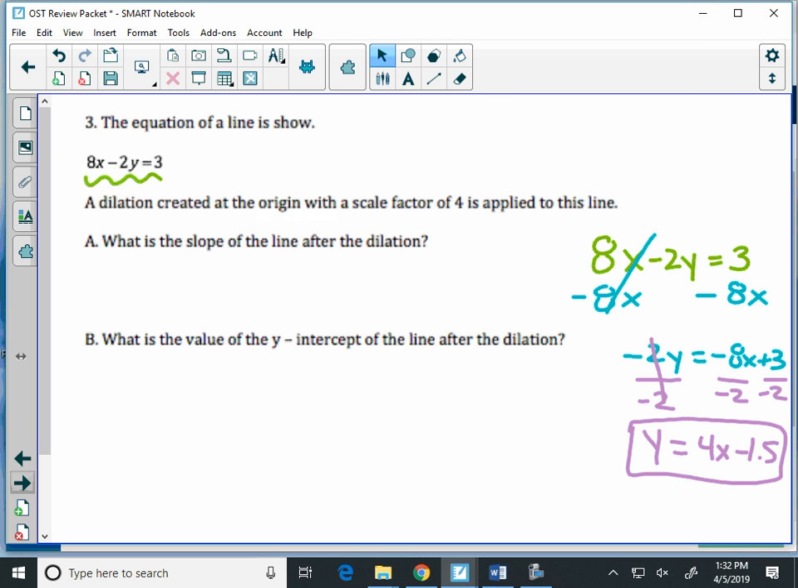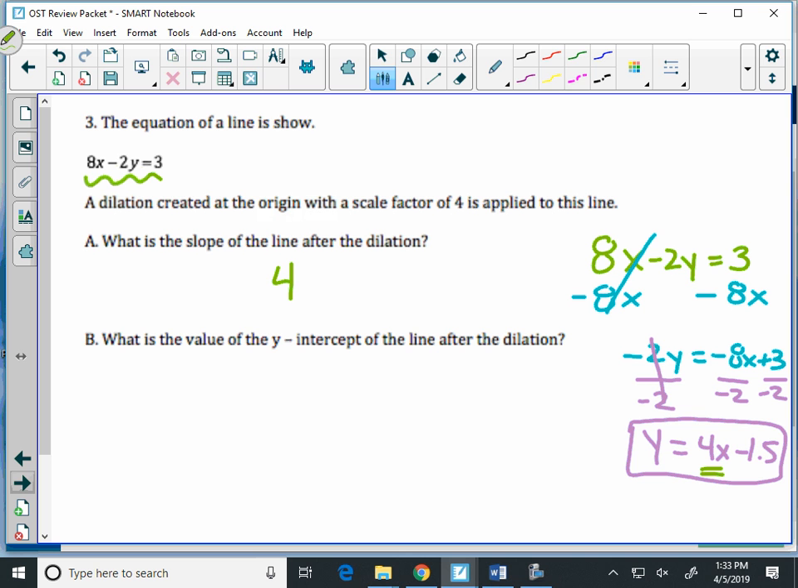Okay? We want to know the slope of the new line after we did the dilation. And here's the thing, whenever we do a dilation, the slope stays the same. So the slope of the original line was 4. The slope of our new line is also going to be 4. The slope does not change.